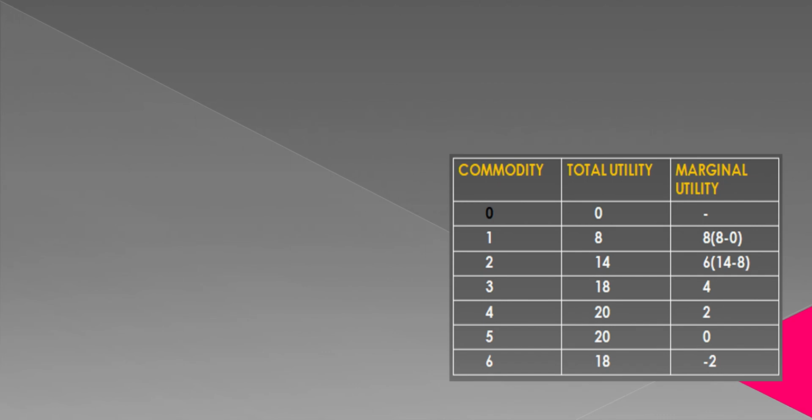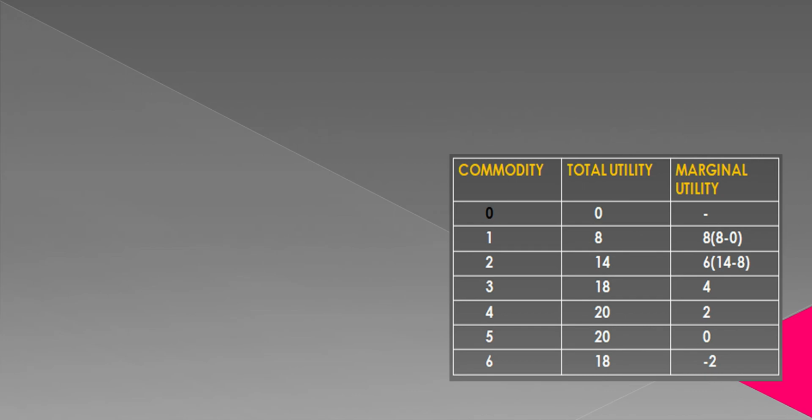Look at the table first. When the consumer is consuming nothing, his utility is zero or nil. When a person consumes the first apple, his total utility is 8. The satisfaction he derived from the consumption of the first apple is 8. His previous utility is nil because he consumed nothing. So the marginal utility of the first apple is the total utility of the first apple minus the previous utility, that is 0. So, 8 minus 0 equals 8.